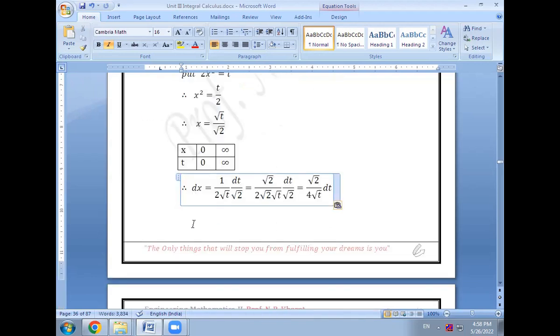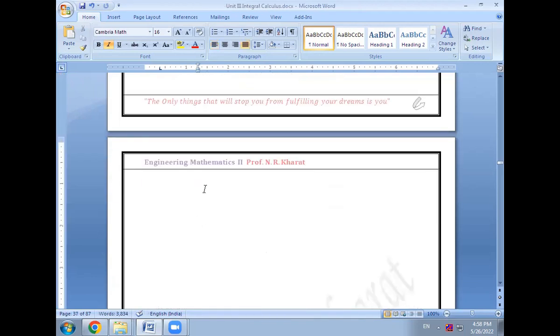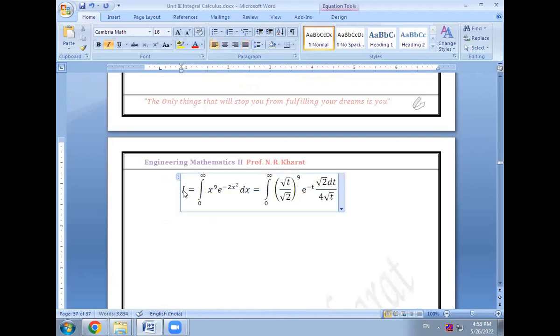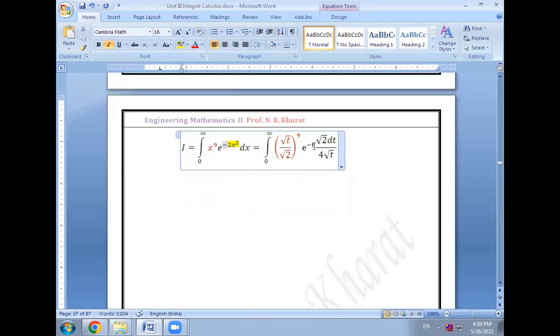So change the variable of your integration, putting the value of your x and value of your index of your exponential function. This is our given example in which we have to change the value for x equal to root t upon root 2 and whose index becomes 9. This is the value of your x and index of your exponential function is 2x square, and we have to just put the value of your 2x square is equal to t, and value of your dx equal to this.